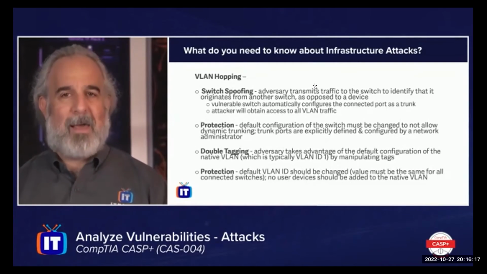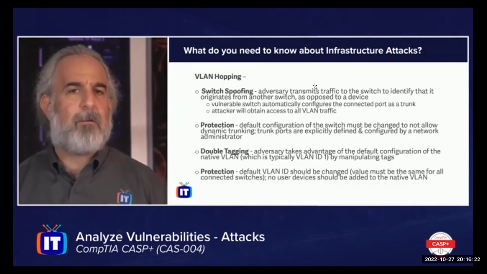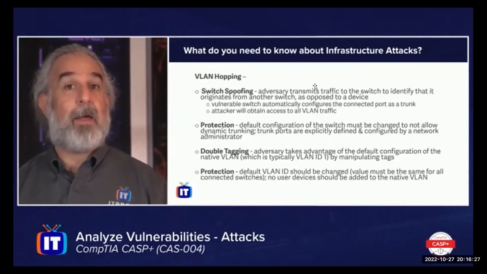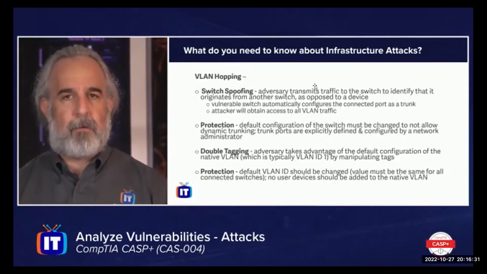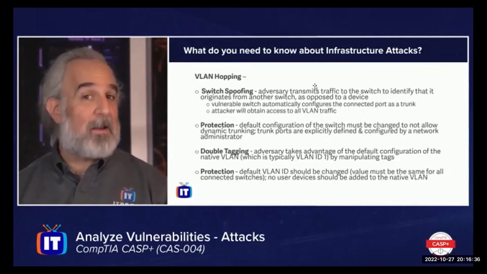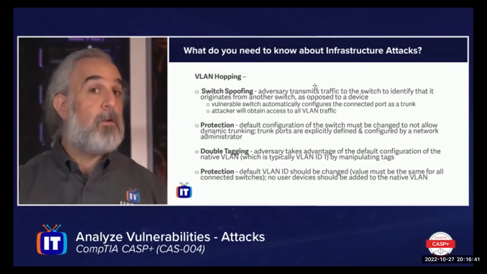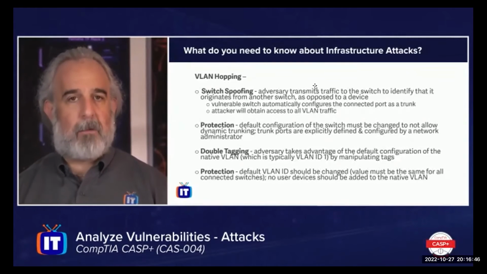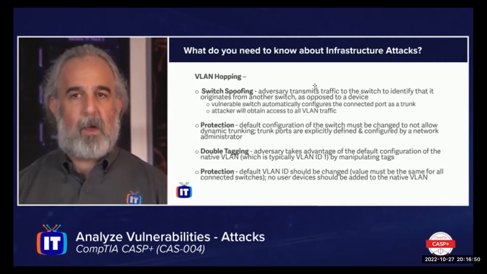And also double tagging. An adversary is going to take advantage, again, of default configurations of the native VLAN. That VLAN ID is traditionally 1, and we manipulate the tags associated with traffic that should be bound to and available through that. If we don't do anything here, the default VLAN ID being left at 1 and not changed, we will be able to snoop and ultimately interact with that traffic and potentially redirect it, and interact with it in ways that it was not designed for us to do. So real important there. I want you to be thinking about that.